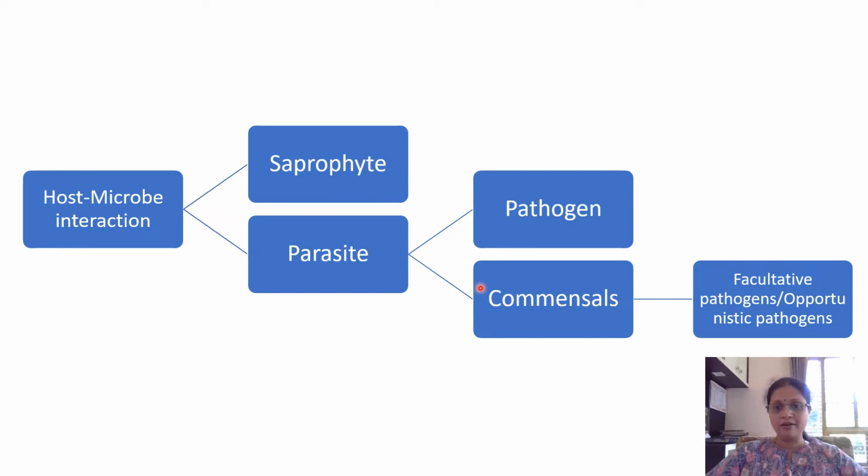But we cannot be 100% safe with the commensal organisms also. Why? Because some of these commensal microorganisms will not keep quiet if the human immune system fails. If the defense system in the human body fails, some of these commensal organisms also can cause diseases, and such commensals are called facultative pathogens or opportunistic pathogens. So it is this group of microorganisms we are mainly concerned with as far as medical microbiology is concerned, as far as microbial diseases are concerned.